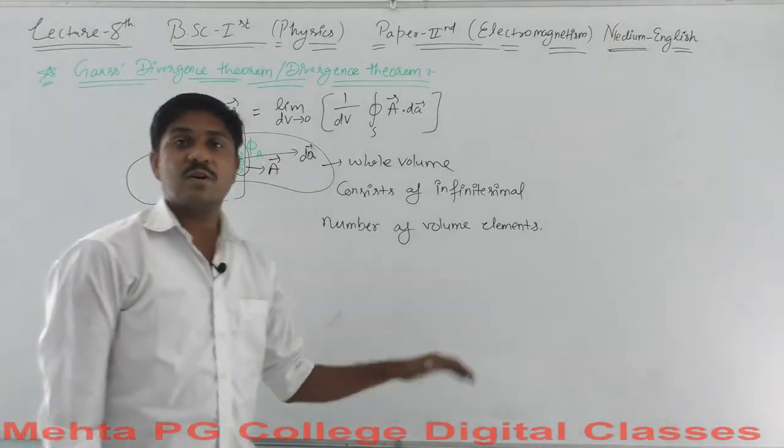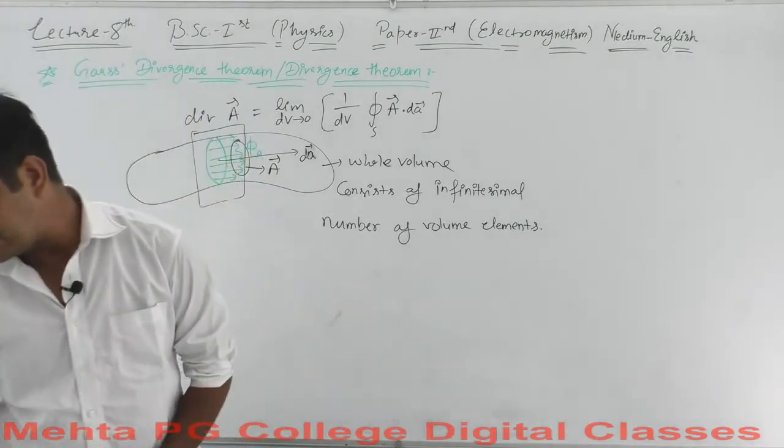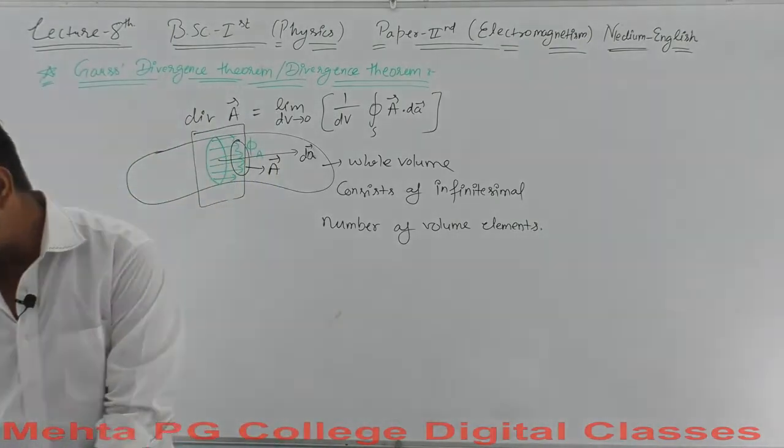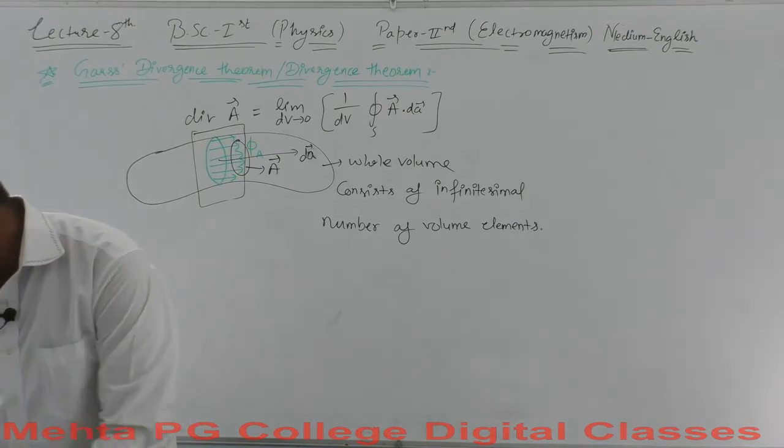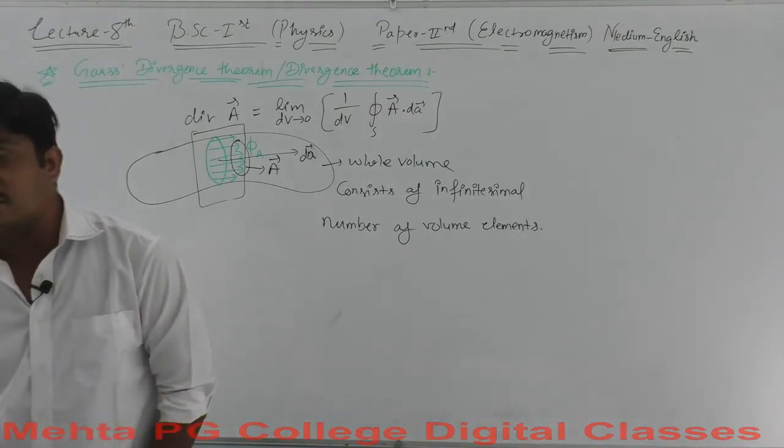So what does Gauss's theorem state? Let's talk about its statement. How will you know that this is Gauss's divergence theorem?